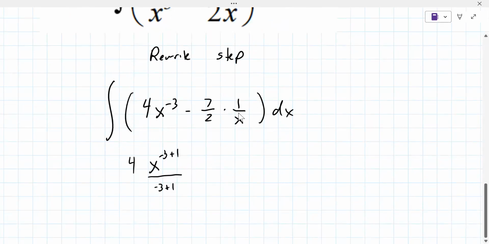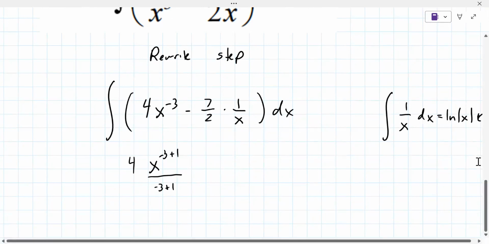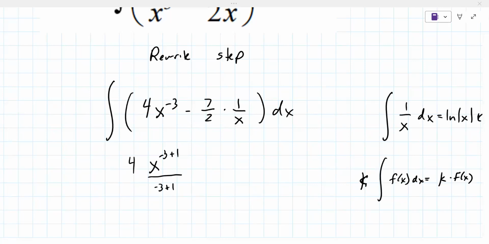Now, the next one is more involved here. The integral of 1 over x dx is the natural log of the absolute value of x plus c. And for all the rules, if there's a constant in front, a constant k times the integral of some function dx, it's always k times the antiderivative. So if there's a constant in front, you still take the antiderivative. I probably misspoke there, but when you're integrating, the constant just comes along with it.